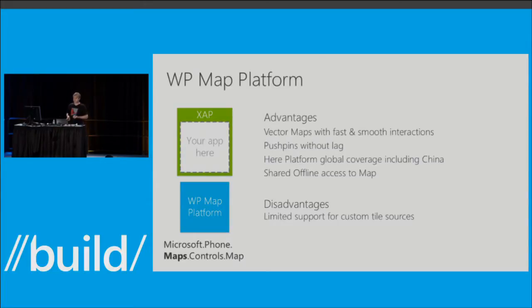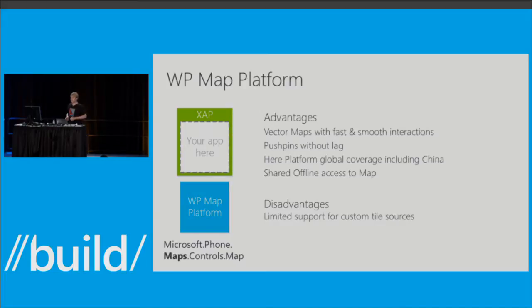The HERE map platform is navigatable in over 110 countries around the world, including China. It also has shared maps across all the applications, and the ability to have the user download and use your map experience, whether it be the routing, geocoding, or the map display, all when they have no data connection.